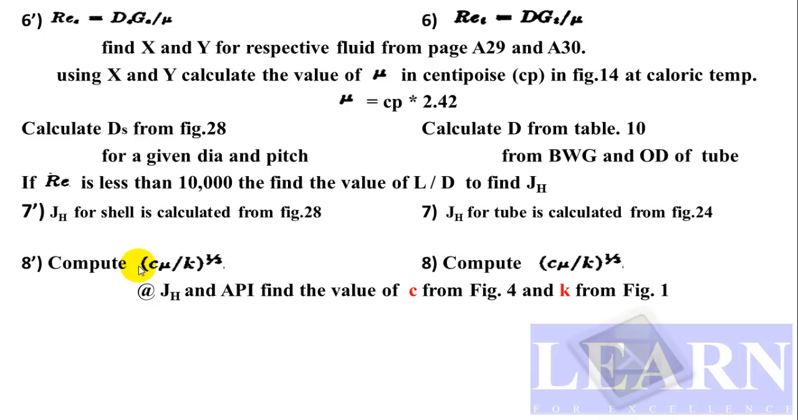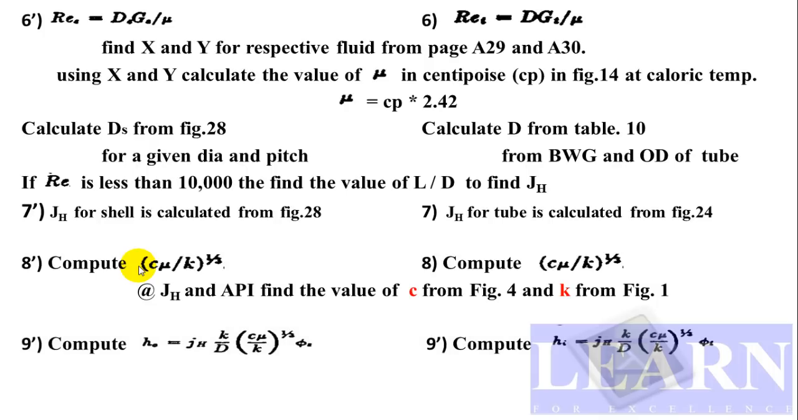After finding the value of C and K, we need to find the value of H naught, because we'll be knowing mu, we'll be knowing C, we will be knowing K. So the whole value (C mu by K) whole to the power 1 by 3 will be calculated easily, and the values of C and K will be the same for both shell and tube side, but the mu value will change, because of which the (C mu by K) whole to the power 1 by 3 value will also vary. Now the next step is to calculate H naught. That is nothing but the corrected coefficient.